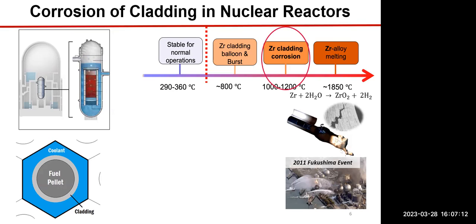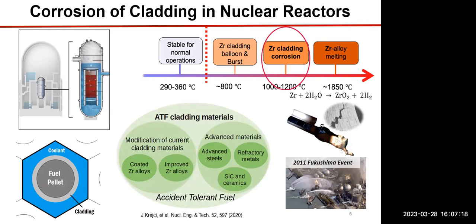Since the Fukushima event, the idea of accident tolerant fuel has been proposed, and some new ideas to replace the zirconium alloy have been discussed. For example, adding an additional coating layer above the zirconium surface, or using some advanced materials like silicon carbide to replace the zirconium alloy. In the following slides, I will discuss the corrosion behavior of silicon carbide when it is used as a cladding material.